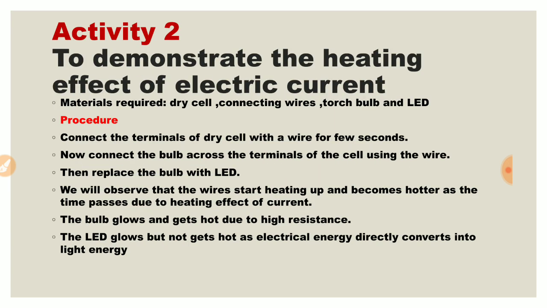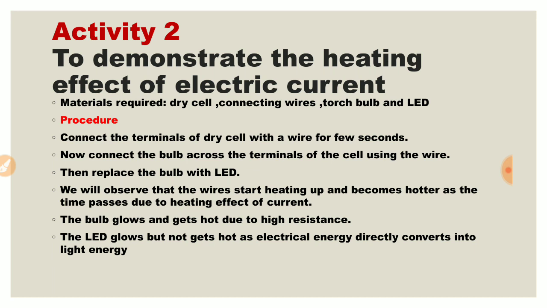Now we have to do activity 2, that is to demonstrate the heating effect of electric current. For this, we require dry cell, connecting wires, torch bulb and LED. So what is the procedure? First of all, connect the terminals of dry cell with the wire for a few seconds. Now, after a few seconds, connect the bulb across the terminals of the cell using the wire. Now we have to repeat the same step and replace the bulb with LED.